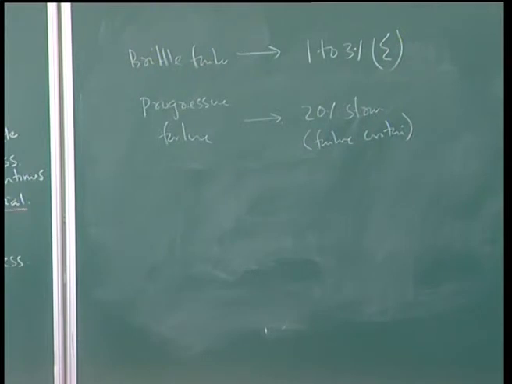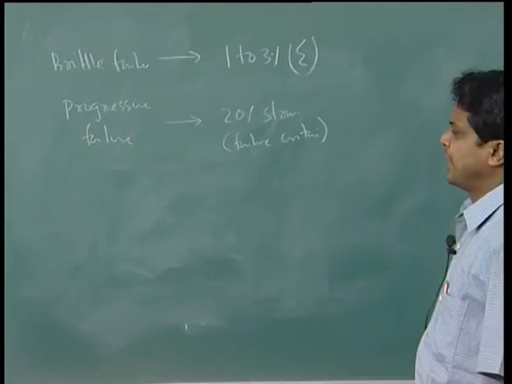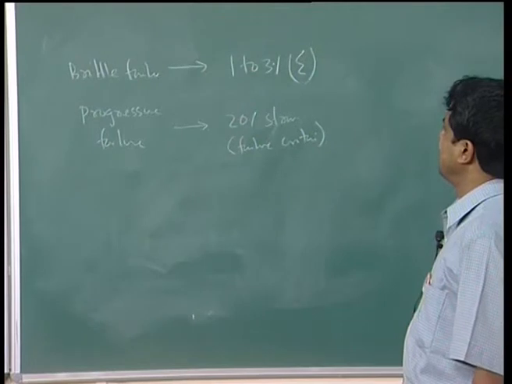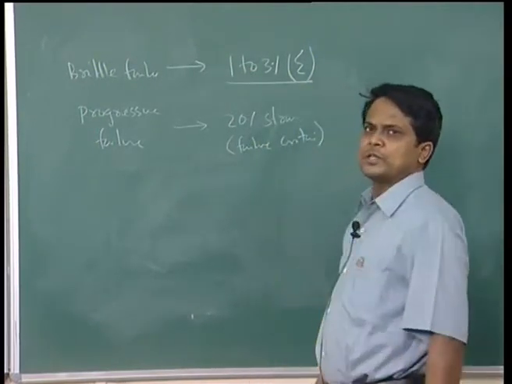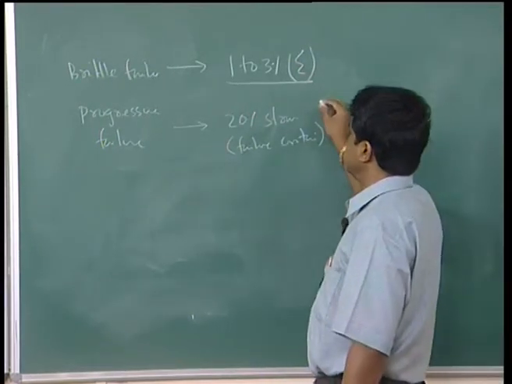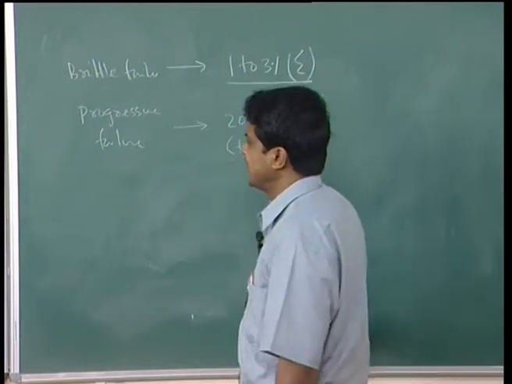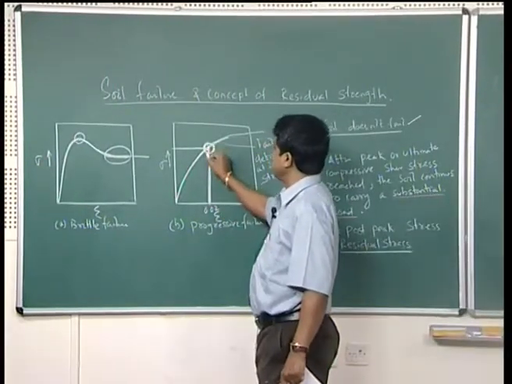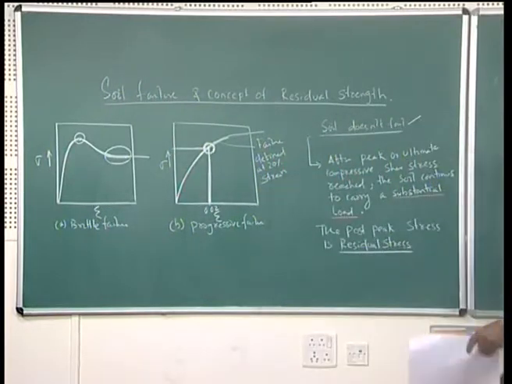So, what is the permissible strain? The moment we say brittle failure or progressive failure, where should it be defined? In case of brittle failure, this strain is generally observed at 1 to 3%. In case of progressive failure, generally 20% strain has been defined. In geotechnical engineering, 20% strain is defined, and the stress corresponding to that is your failure stress.